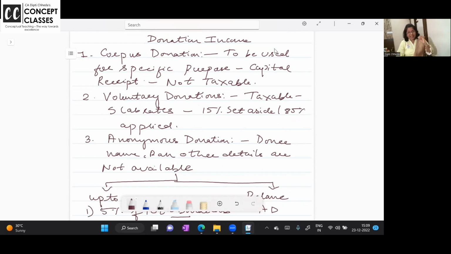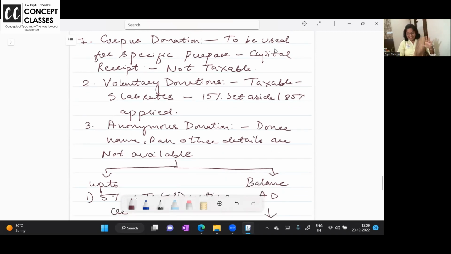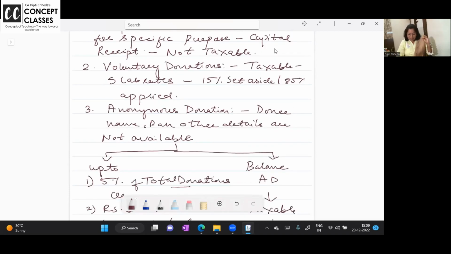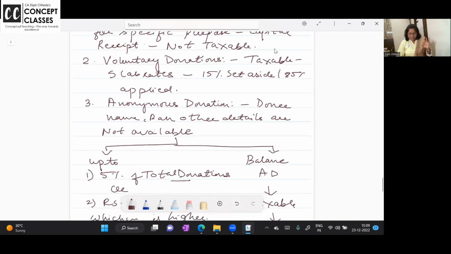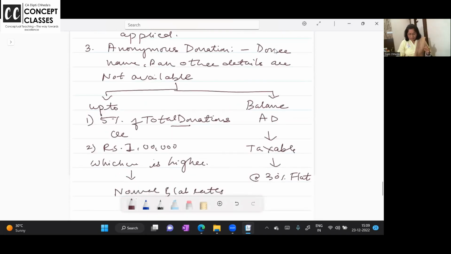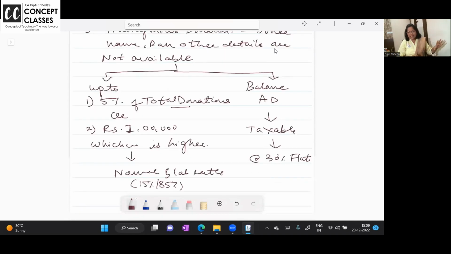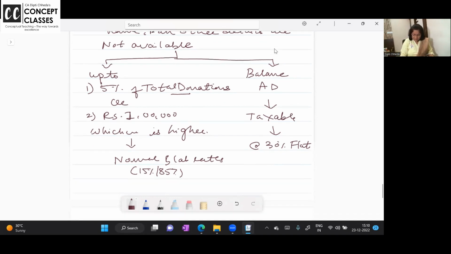I know so many doubts. Ma'am, religious, charitable, I'm coming to all that. Keep patience a little. Anonymous donations are where we don't have details of the donee, PAN and name and all that. Then up to 5% of total donations or 1 lakh, whichever is higher, this is taxable. It's not exempt. This is taxable at normal slab rate. 15% exempt and 85% applied. And the balance anonymous donations taxable at 30%.